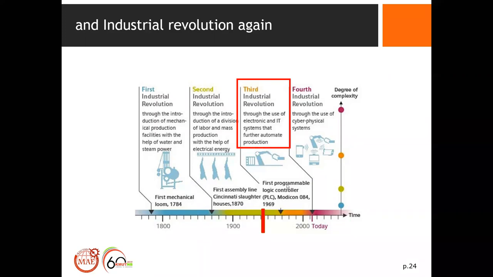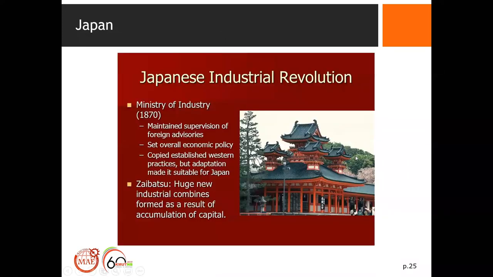In the third industrial revolution, it's not only about the technology, but it's about the politics. I would like to mention this a little bit. The first industrial revolution happened in England. The second revolution happened in the US, right? And I would say the third industrial revolution happened in Asia, specifically in the Asia Pacific.